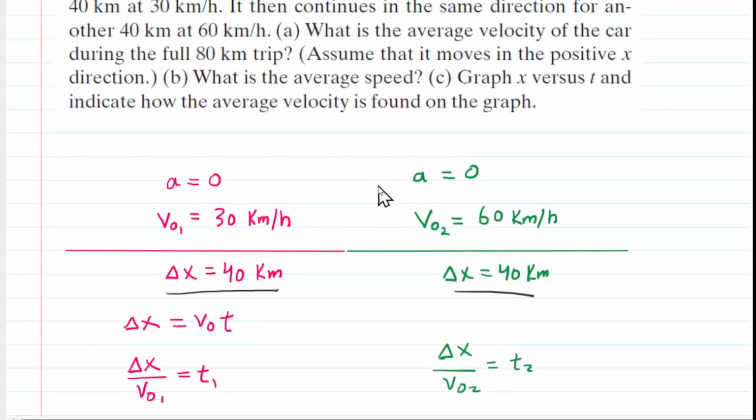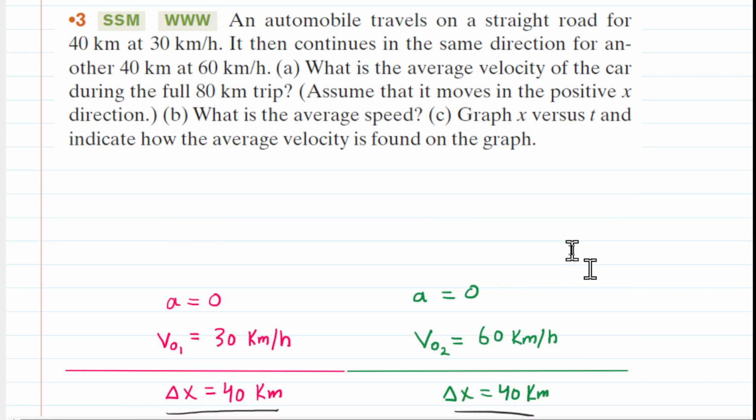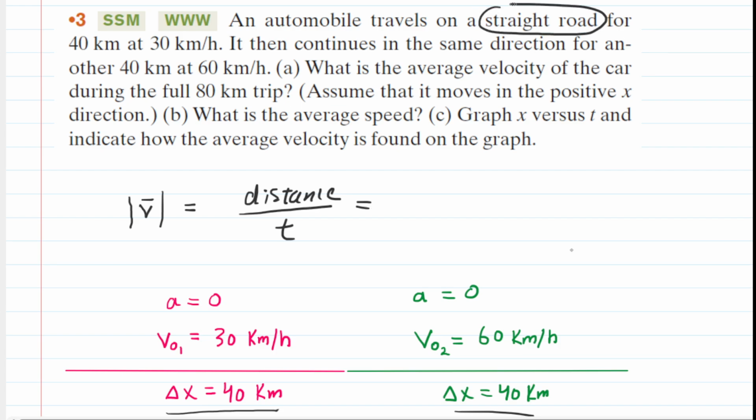Now, in part B, we are asked for the average speed. Now that's interesting because average speed has a slightly different formula. We can symbolize average speed by doing v bar with an absolute value. And average speed is going to be the total distance, not displacement, total distance divided by total time. But the thing is, in this case, the car is moving in a straight line or along a straight road. It says that right here. So from the first point to the last point, it traveled 80 kilometers. It's a straight line displacement, and therefore the distance is also going to be 80 kilometers.